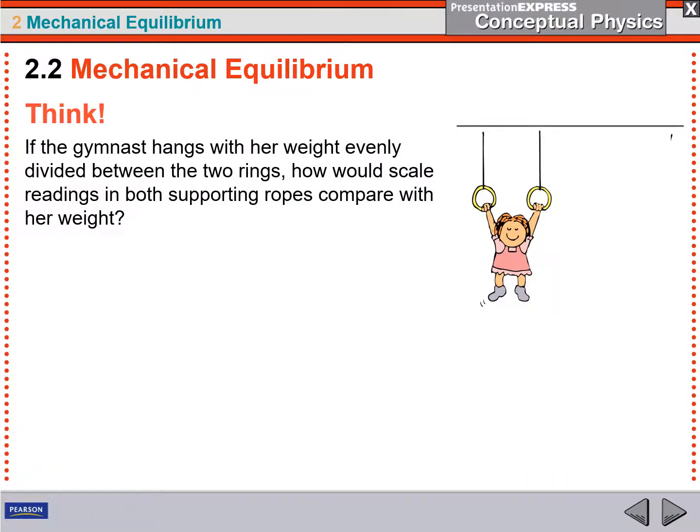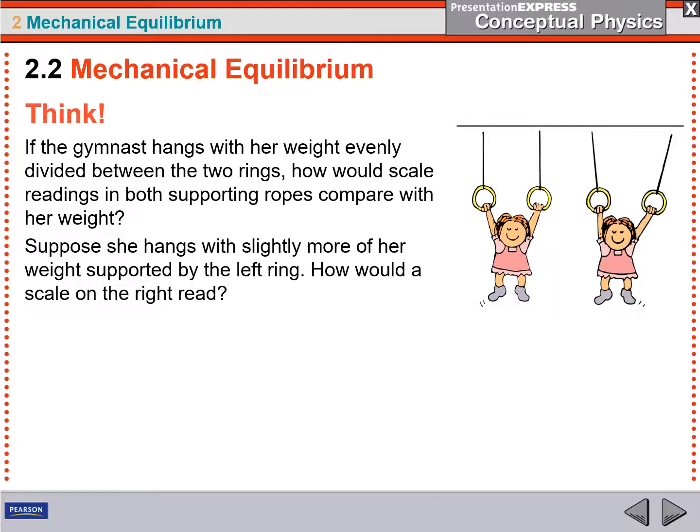Here's another situation where a gymnast is hanging by two rings. If we could put a scale on these ropes, what do you think they would say? Now she changes one of the ropes and rings just a little bit, moves it over so that she's hanging a little bit more weight on her right hand than on her left. What do you think the scales would say now?